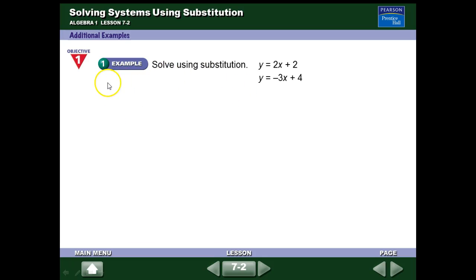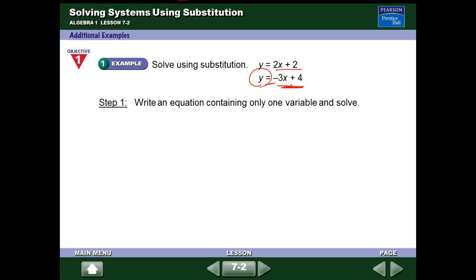Today we're going to start solving systems using substitution. Here, y equals 2x plus 2 and y equals negative 3x plus 4. The first step, and we're going to follow these steps very closely throughout the lesson, step 1, step 2, step 3. Step 1, write an equation containing only one variable.